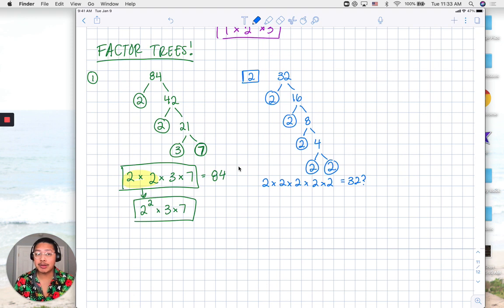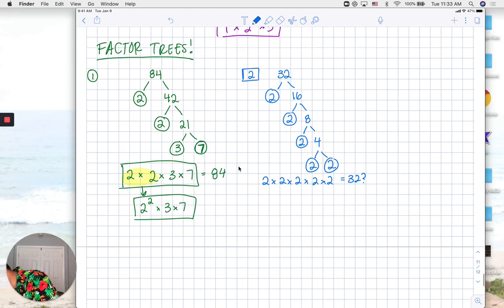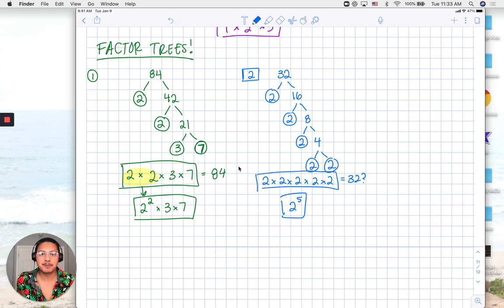I can also rewrite this using exponents. What's nice is actually it's the same factor being multiplied over and over. How many times am I multiplying 2? 1, 2, 3, 4, 5. So I can rewrite this as 2 to the 5th power. And both of these answers are acceptable. And there we go. Let's do one more example, folks.